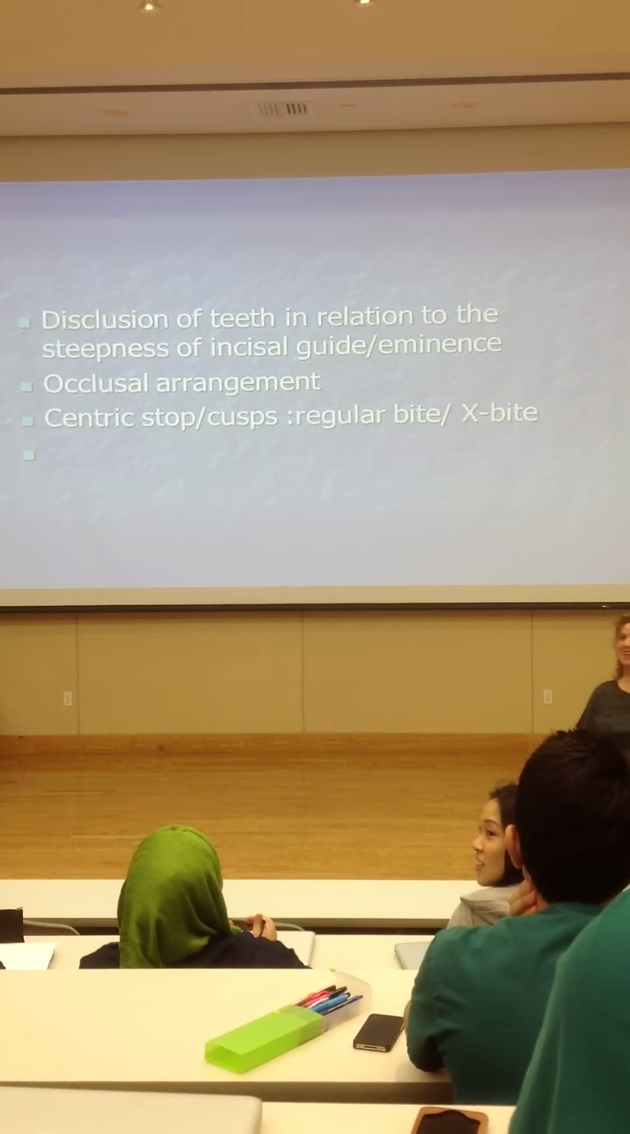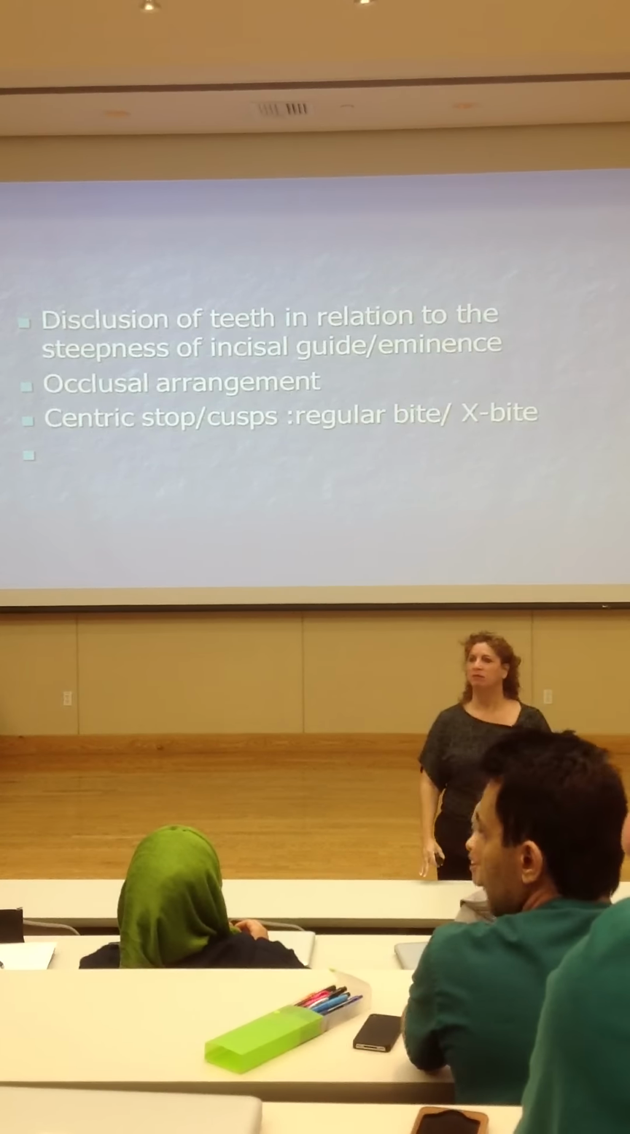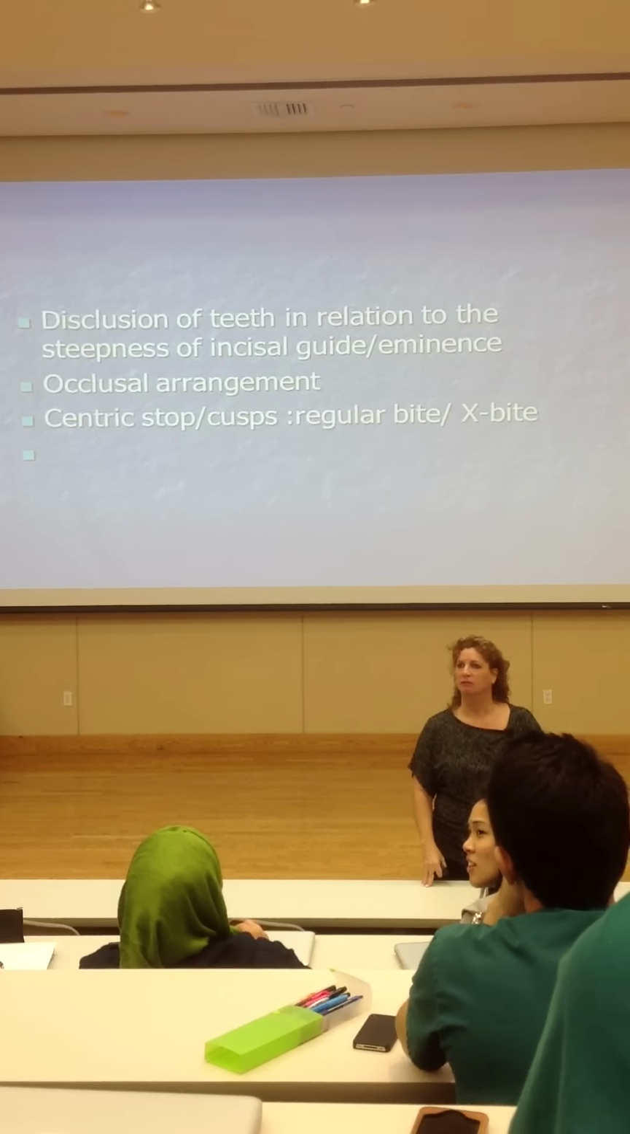With the crossbite on the left side, do you automatically assume that it shifts to the right, or how do you know if it's crossing over to the left or to the right?